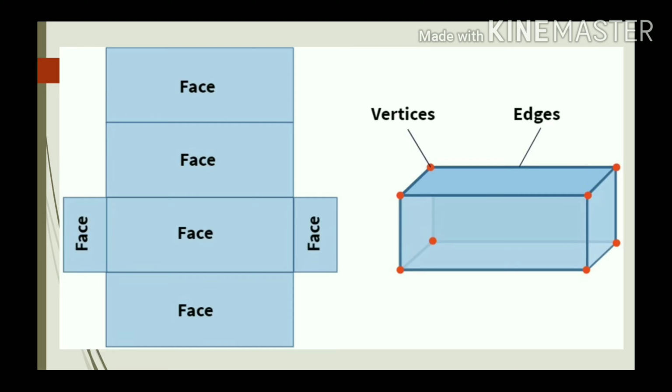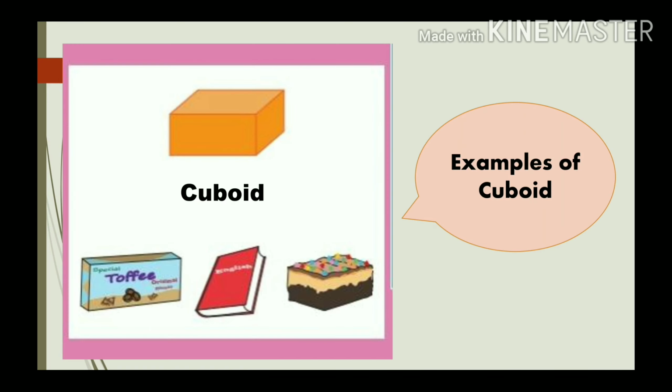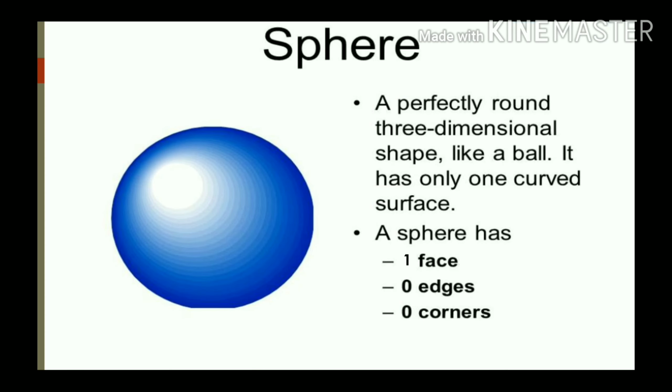So students, if you open a cuboid, you will get a net structure like this. So here you can see all the faces are rectangular in shape, and here also you can count the number of vertices and edges. So you will get 8 vertices and 12 edges, same as cube. Now students, let's see some examples of cuboid: book, pastry, gift box or toffee box, almirah, room, and etc.